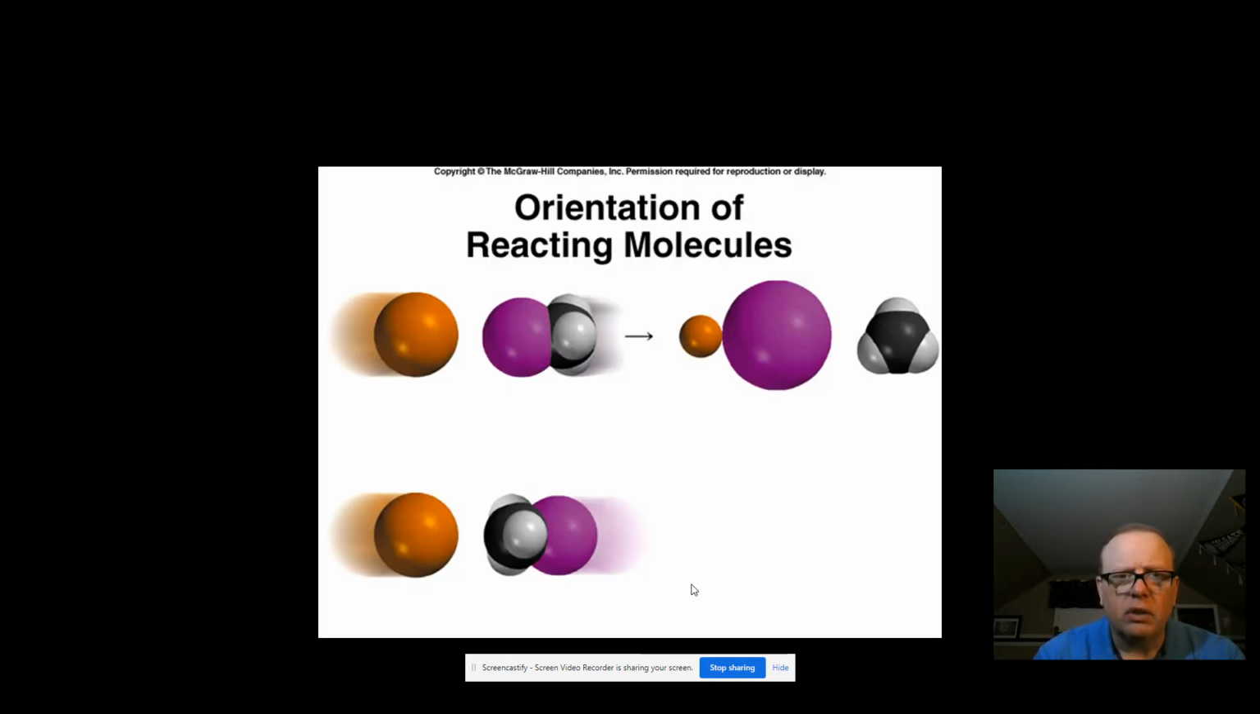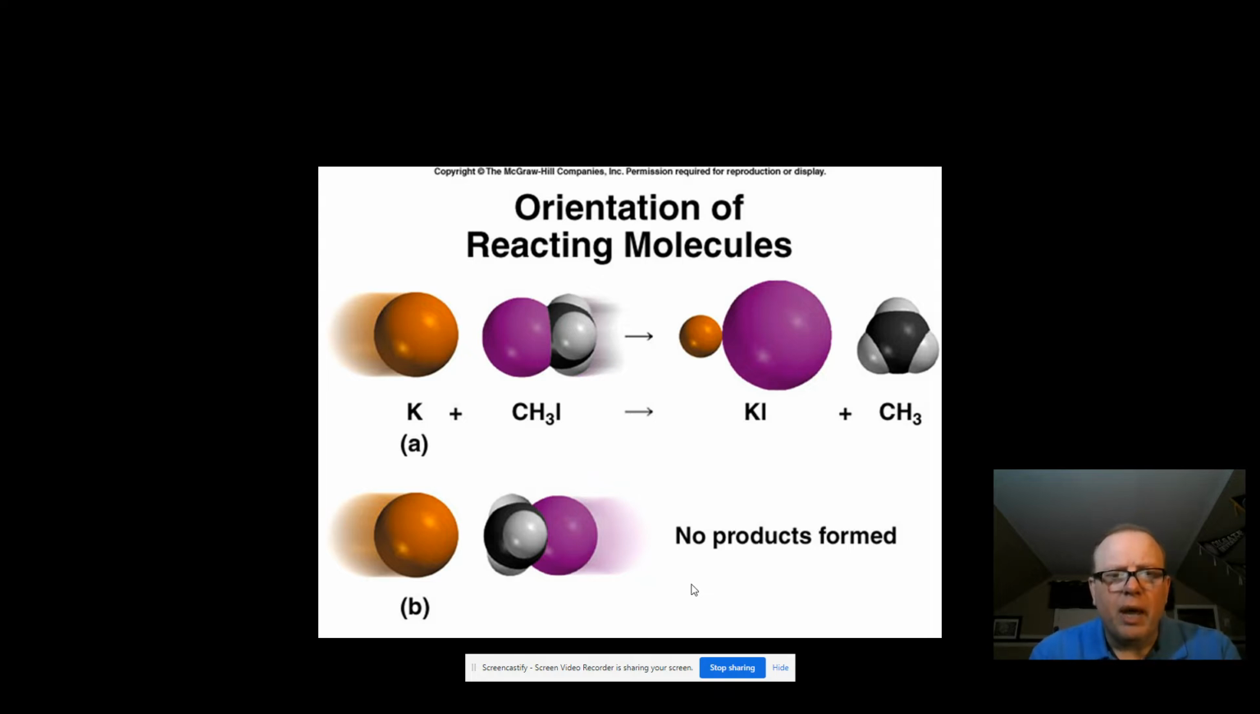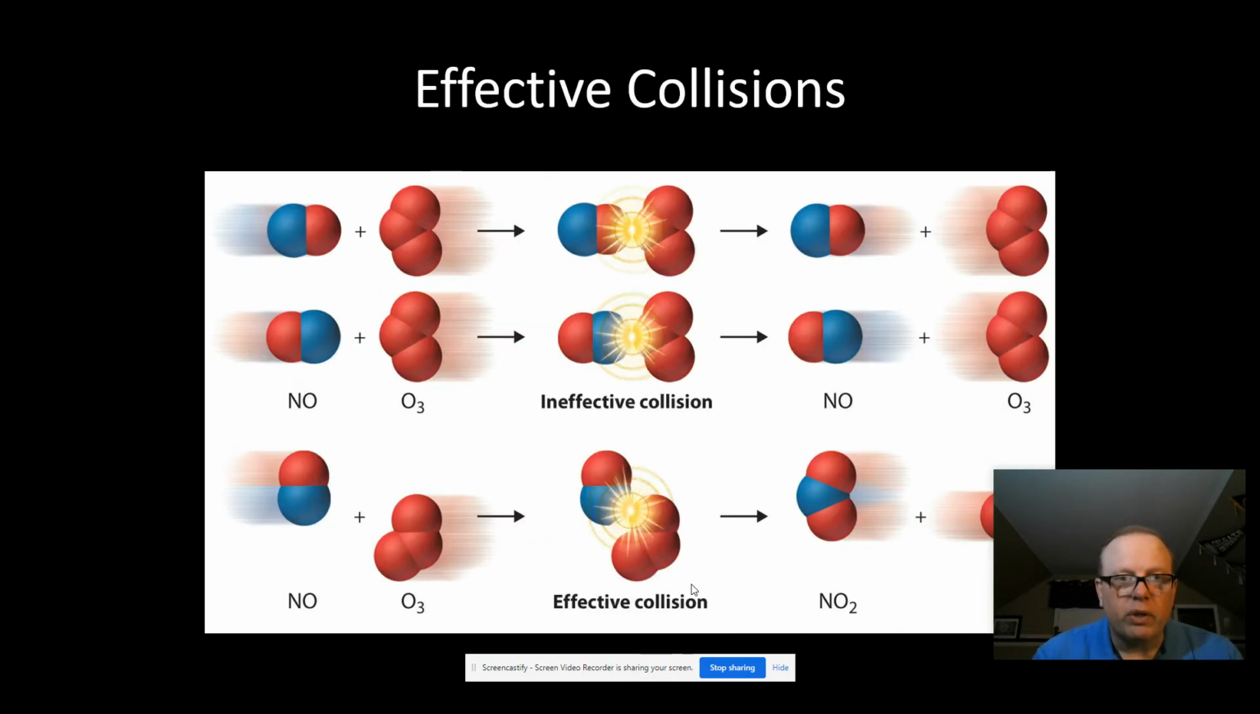not there. When we talk about things reacting, take a look at this diagram where we have potassium reacting with methyl iodide. The potassium ion in the orange has to collide with the purple methyl iodide. If it collides directly with the purple iodide, then we get a reaction producing potassium iodide and a methyl ion. If the potassium connects with the methane end, then no product is formed because that geometry will not allow the reaction to take place. So in a collision, the geometry is important.